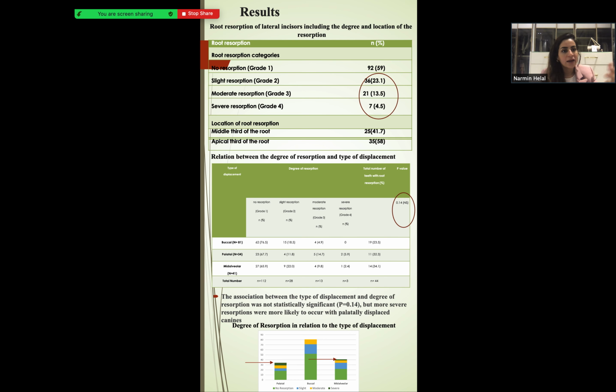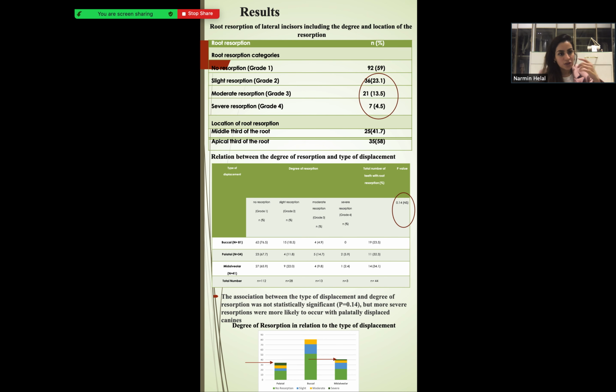The prevalence that we found at baseline in our study was 41%, and 41% is not a number to be overlooked. We also found 58% of the resorption actually occurred in the apical third of the root of the lateral incisors.